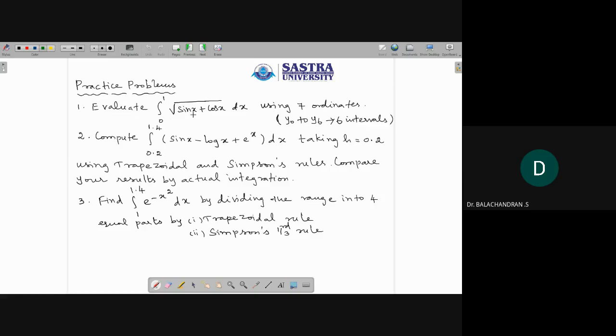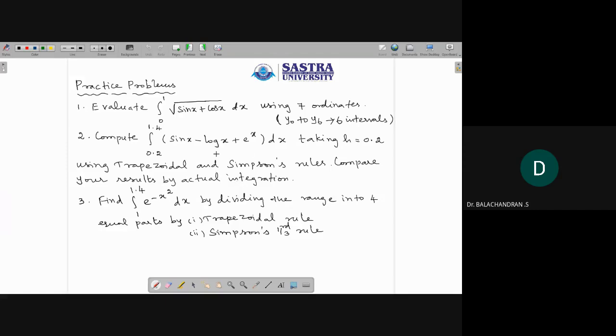The first problem is to evaluate the integral using 7 ordinates. 7 ordinates means 6 intervals, y0 to y6. From y0 to y6, you have 7 ordinates, and hence it contains 6 intervals. 6 intervals means you can use all the 3 formulas. Compute the integral by taking h equal to 0.2, that is 0.2, 0.4, 0.6, 0.8, 1, 1.2, 1.4, using the trapezoidal rule and Simpson's rules. Compare the results with actual integration.